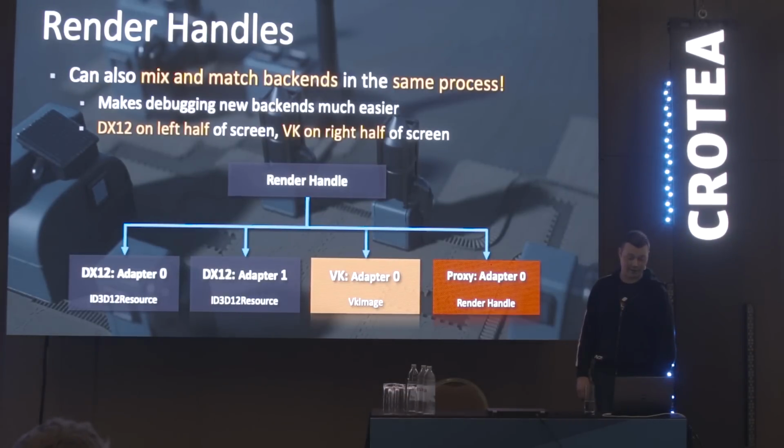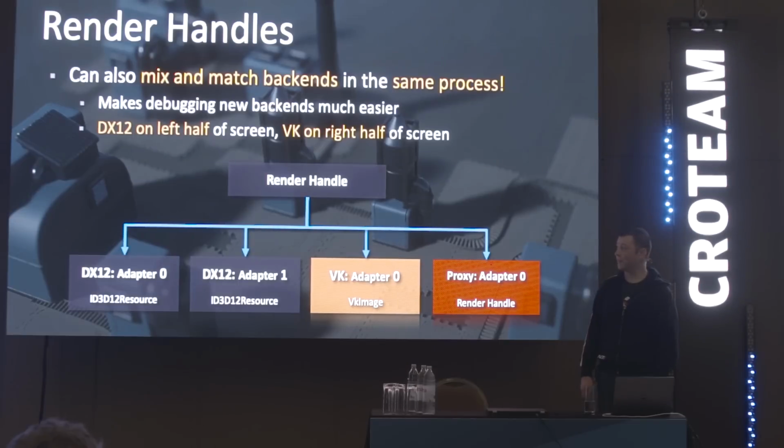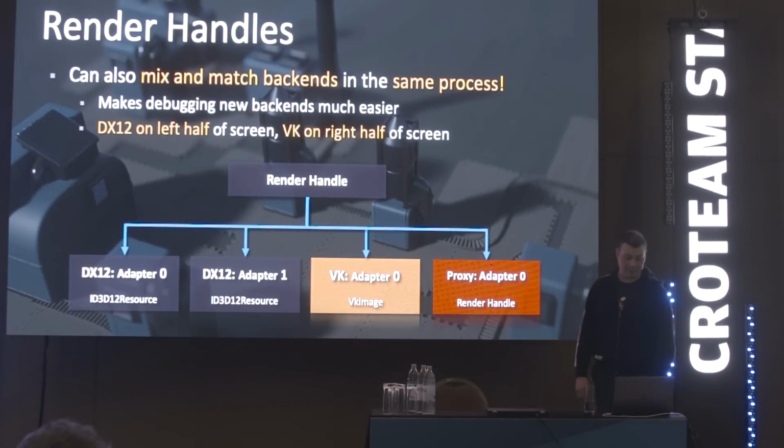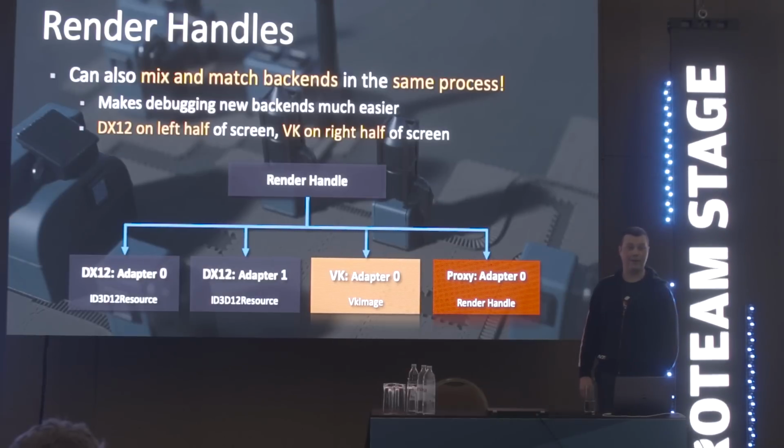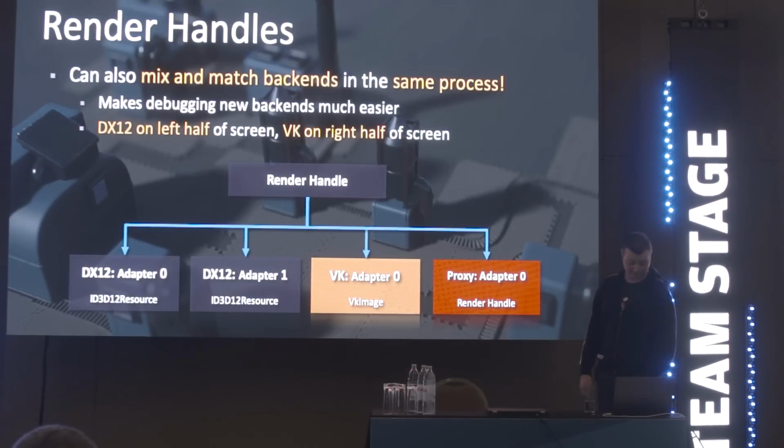And a crazy feature of this architecture is that we can mix and match different backends in the same process. This made implementing and debugging new backends like Vulkan much easier, as I could have DX12 rendering on the left half of the screen and Vulkan rendering on the right half.